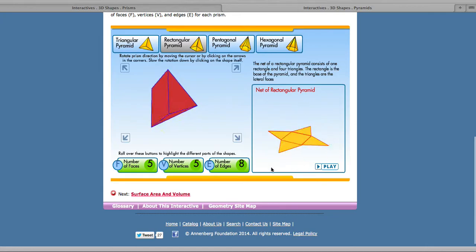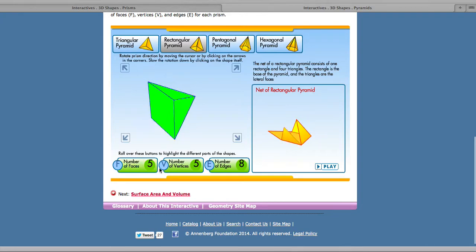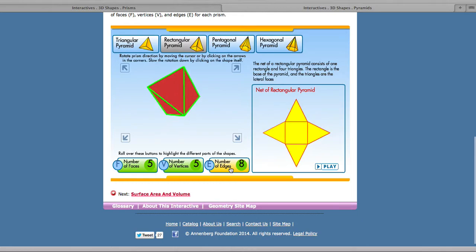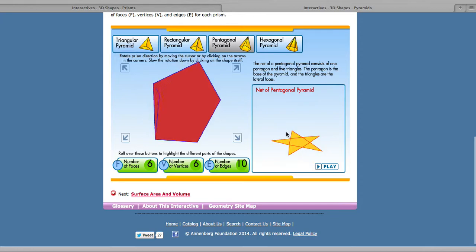Rectangular pyramid is right here. Why is it called a rectangular pyramid? Because the base is shaped like a rectangle, and a rectangular pyramid has five faces. It has five vertices and eight edges. Okay, this is a pentagonal pyramid because the base is shaped like a pentagon, five sides, and a pentagonal pyramid has six faces. Okay, six vertices and 10 edges.